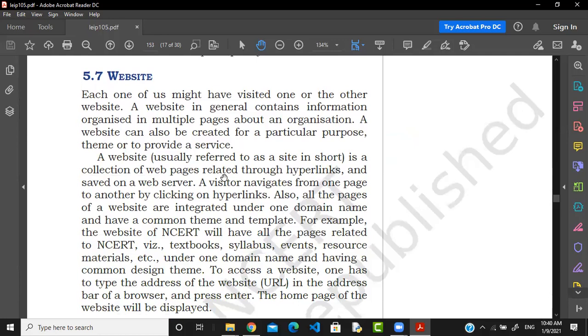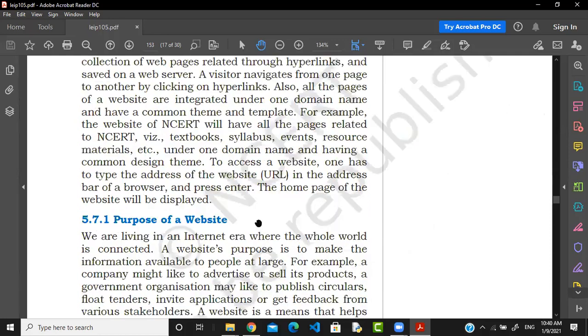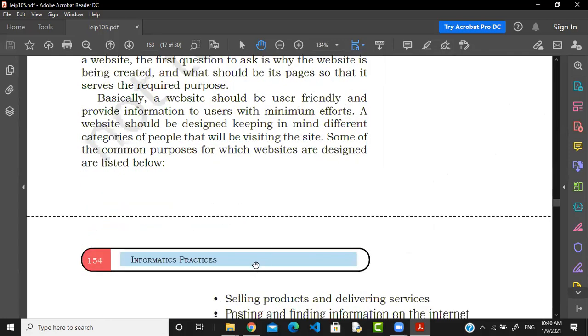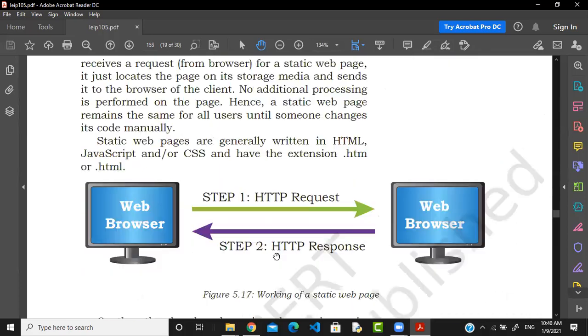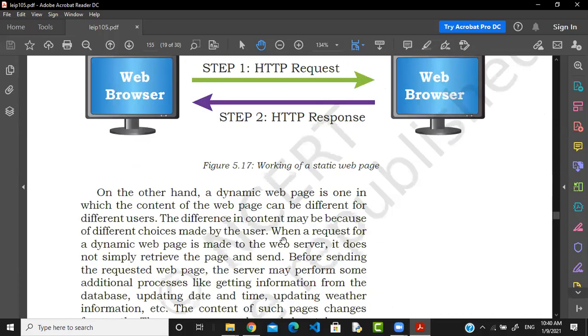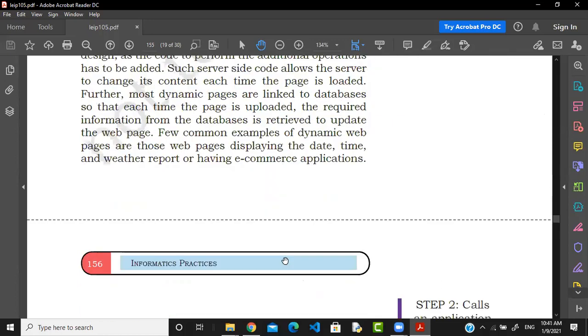Okay, so now I'm going to end the class, and in the next class we are going to talk about the website, what is a website and everything. You can also go through this book, read this book and try to make several questions on the basis of this. So many questions are possible from these pages and contents.